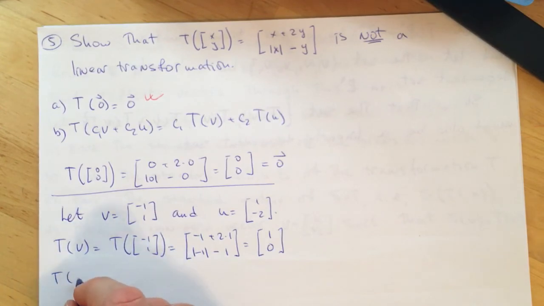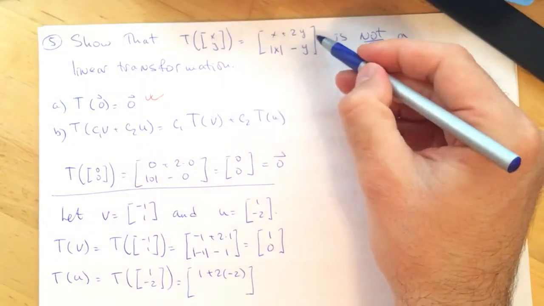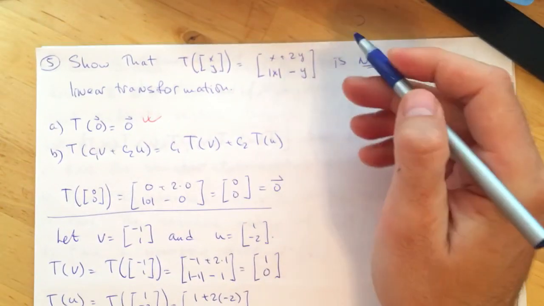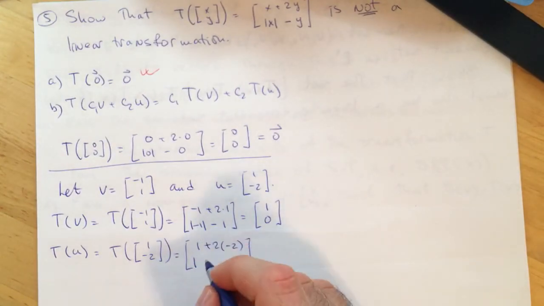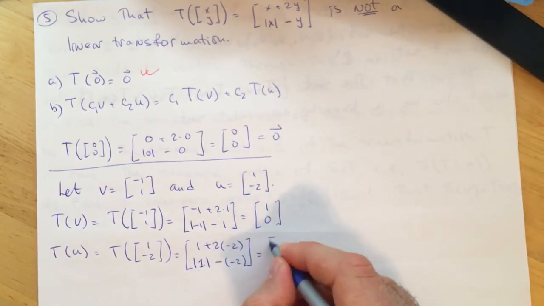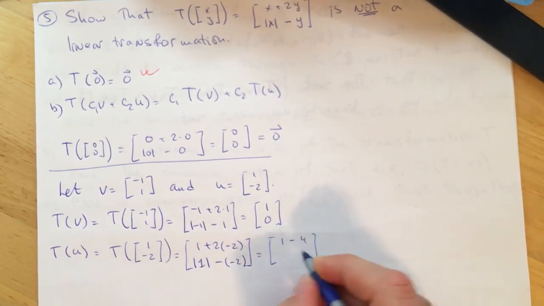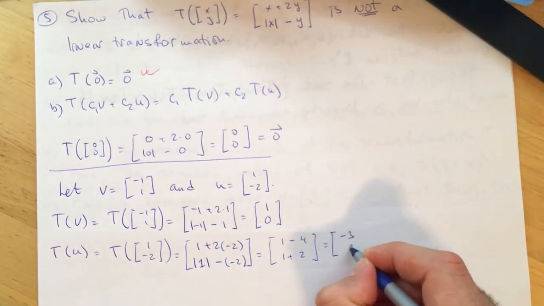Now T of u is equal to T of (1, negative 2), is equal to, so x is 1, 1 plus 2 times negative 2 by this definition, and in the second entry the absolute value of 1, which is 1, minus 2. So that is 1 minus 4, which is negative 3, and 1 plus 2, which is 3.